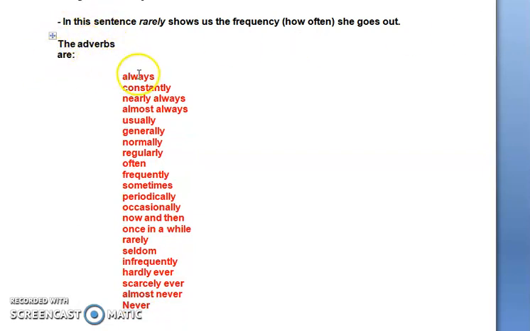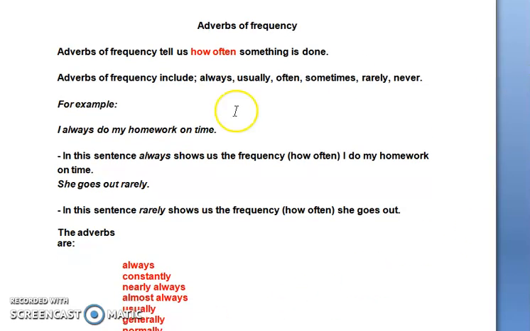The adverbs are always, constantly, nearly always, almost always, usually, generally, normally, regularly, often, frequently, sometimes, periodically, and occasionally, now and then, once in a while, rarely, seldom, infrequently, hardly ever, scarcely ever, and we have almost never and never. So we will be focusing on these. For example, look at the example and please focus on the sentence and its meaning.